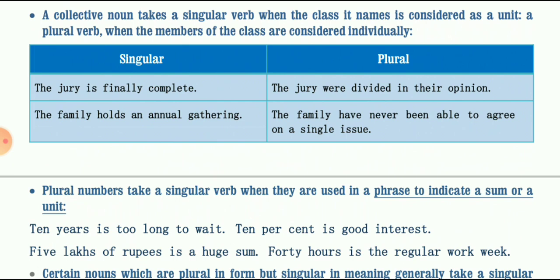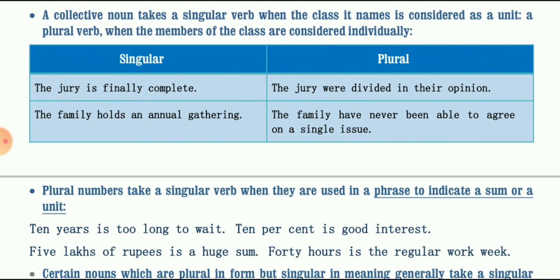The jury is finally complete. Actually, here the jury is singular, so we have used "is", a singular helping verb. The jury were divided in their opinion. A jury is a group of 2, 3, 4, 5 people who judge something. So if they are divided in their opinion, it becomes plural, and if they are unanimous, then they become singular.